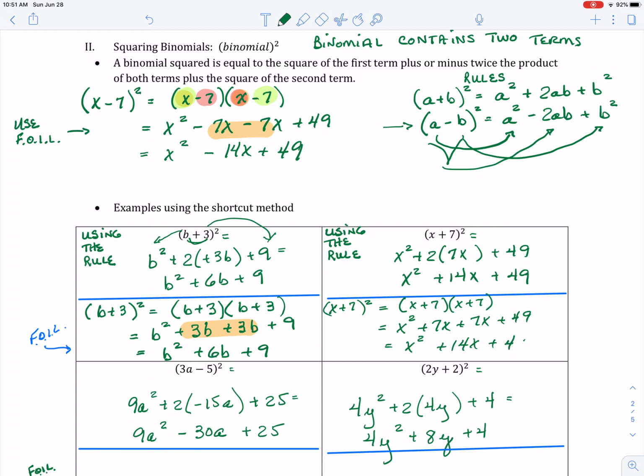And of course, if you look at the top part of this little frame here where I'm using the rule, I squared the first term. I formed the product of the two terms and doubled it. That's where the positive 14x comes from. And then I take the last term and square it.